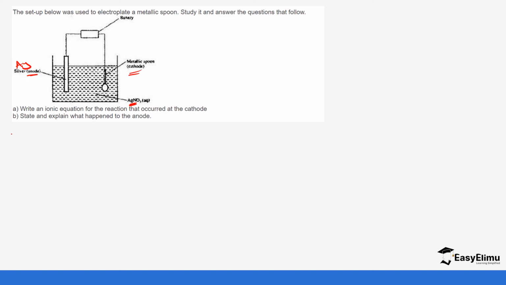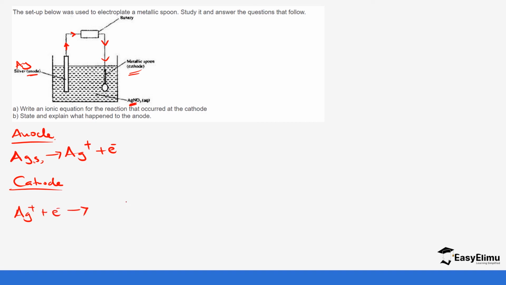If we were to write the equation, we start with the anode just for the purposes of revision. The silver solid is discharged to get silver ions, because we are losing electrons at the anode, which travel through the wire to the cathode. On the cathode, the silver ions in the silver nitrate gain the electrons lost, because it is preferred to give silver solid. So if we were to write the ionic equation, this would be our answer for what occurred at the cathode. And then state and explain what happens at the anode.